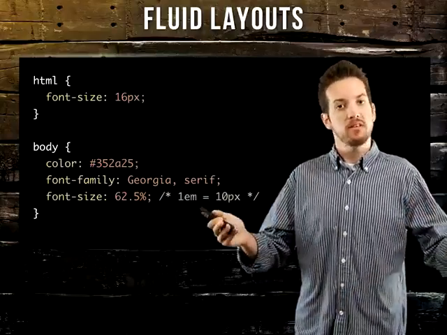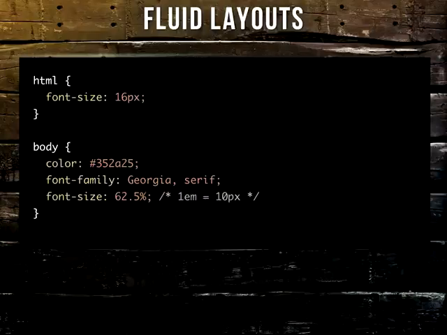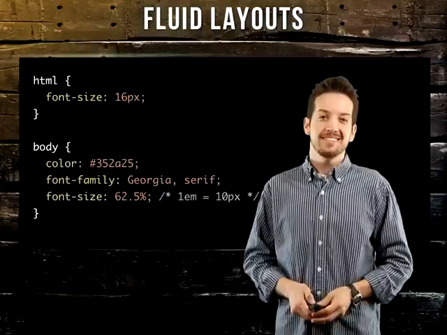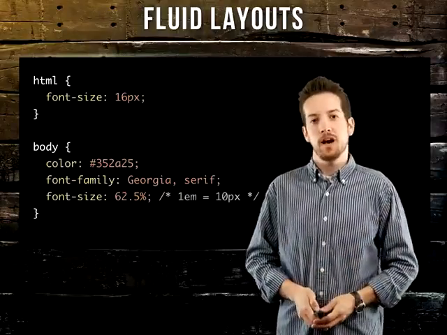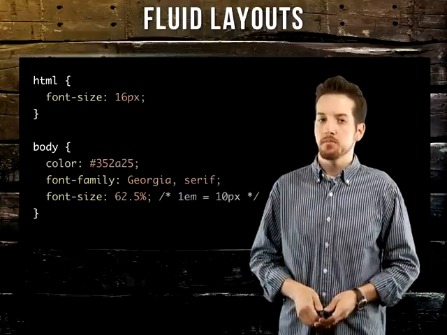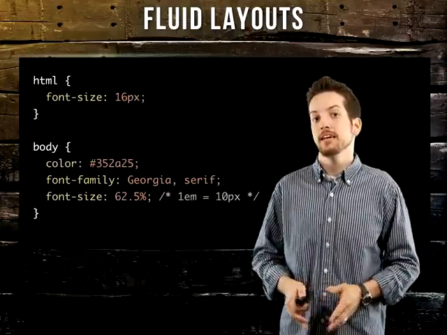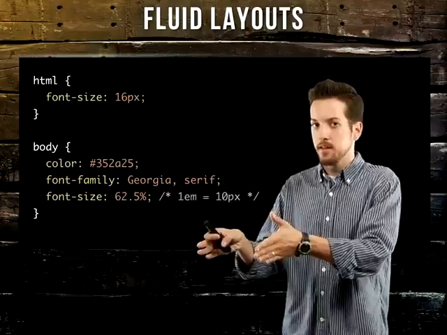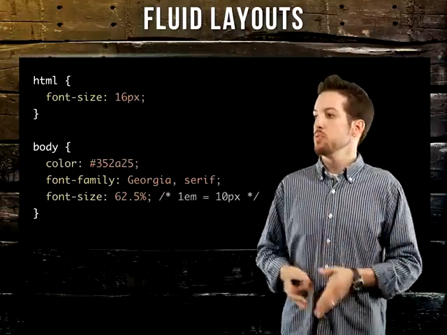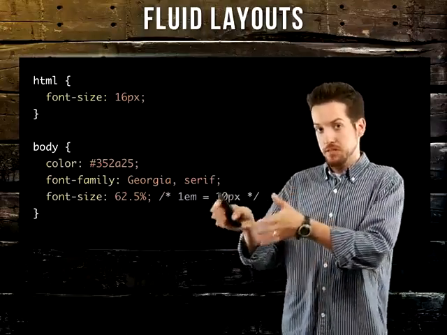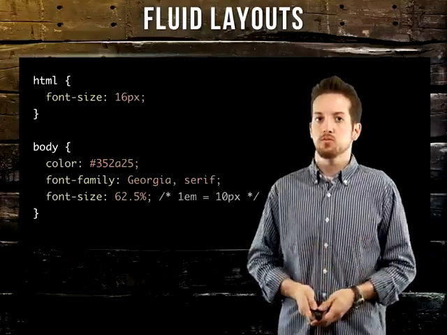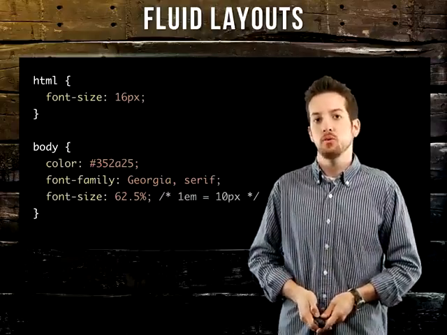Now, what is this for? Well, since our standard font size is 16 pixels, that means that 1 em is equal to 16 pixels. But 16 is kind of a rough number to divide by, and you'll see why that matters in a minute. So what we've done here is we've actually taken 62.5% of 16, which is 10. So we've converted our font size from 16 pixels to 10 pixels, which is going to be a much easier value to divide by.